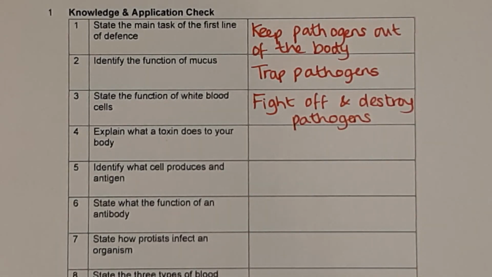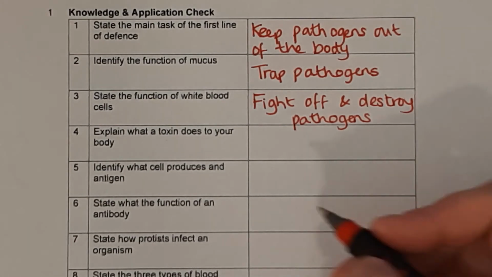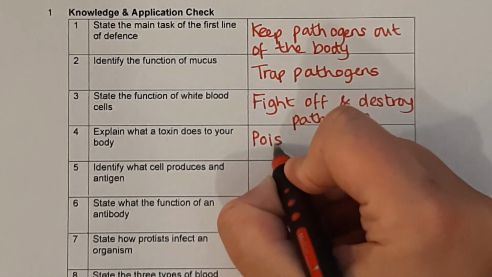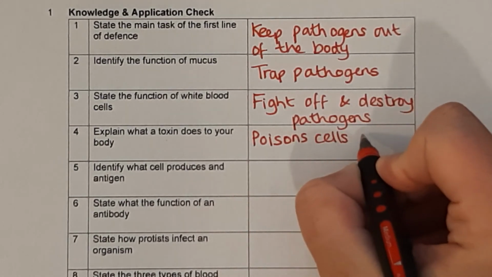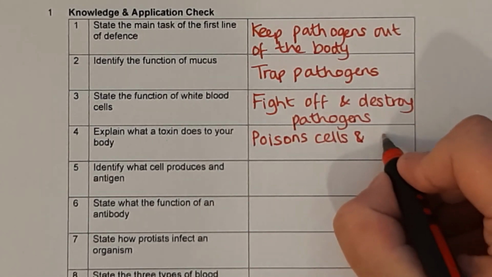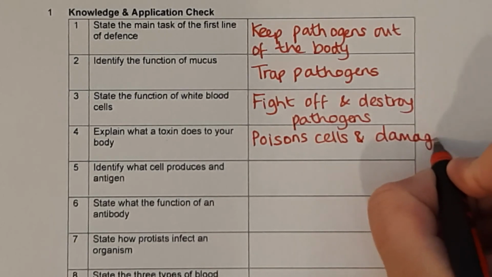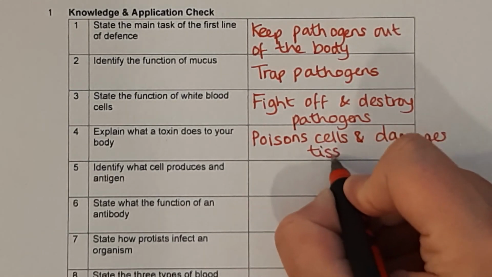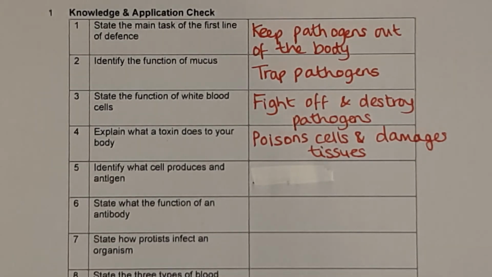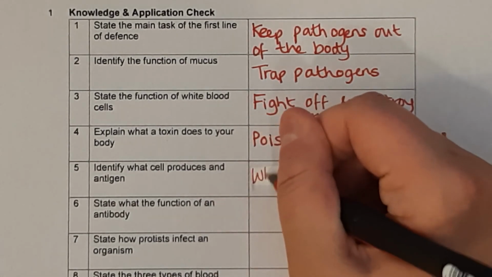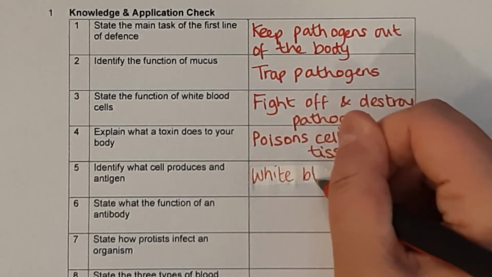Question 4, explain what a toxin does to your body. It poisons the cells. And it damages tissue. So half of that would have been enough for the mark. Just poisons the cells or damages the tissues. So question 5, identify what cell produces an antigen. So it's the white blood cells, in particular leukocytes.